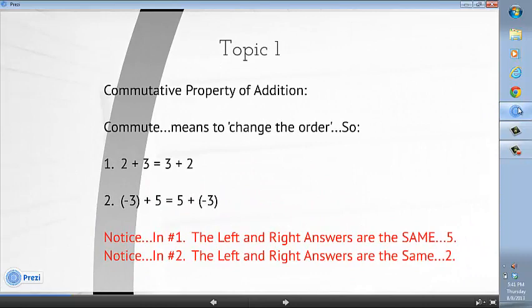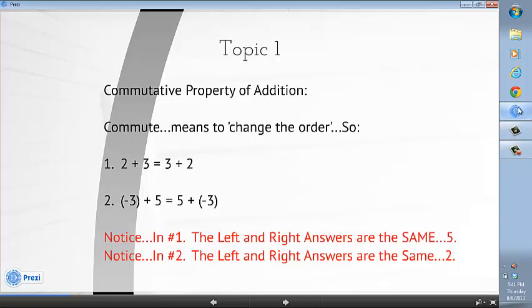The first property is the commutative property of addition. And when you commute to work, you move your car from home to work. And so you change the place, the location. And so when we use the commutative property of addition, we change the location of the numbers.